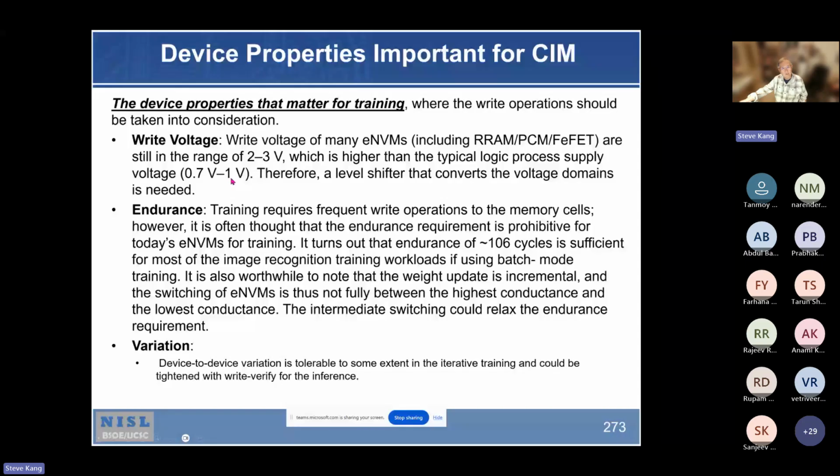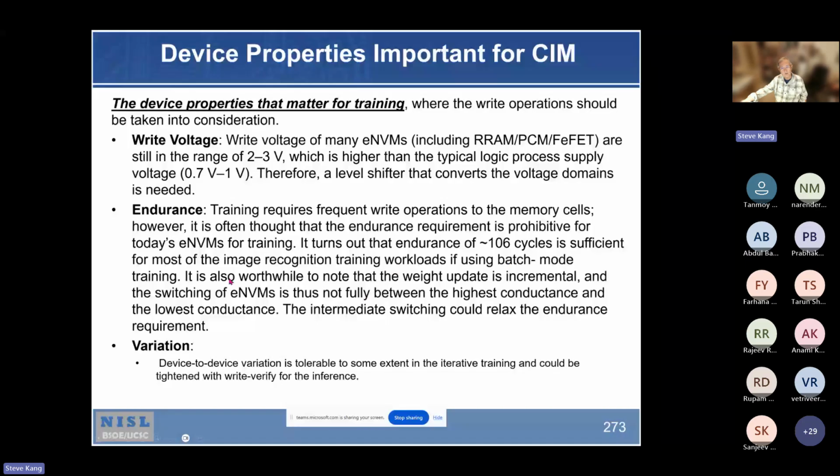Endurance. Training requires frequent write operations to the memory cells. However, it's often thought that the endurance requirement is prohibitive for today's embedded non-volatile memories for training. It turns out that endurance of 10^6 cycles is sufficient. I think that's a sort of an overstatement. Probably you need more than that, for most of the image recognition training workload, if you're using batch mode training.